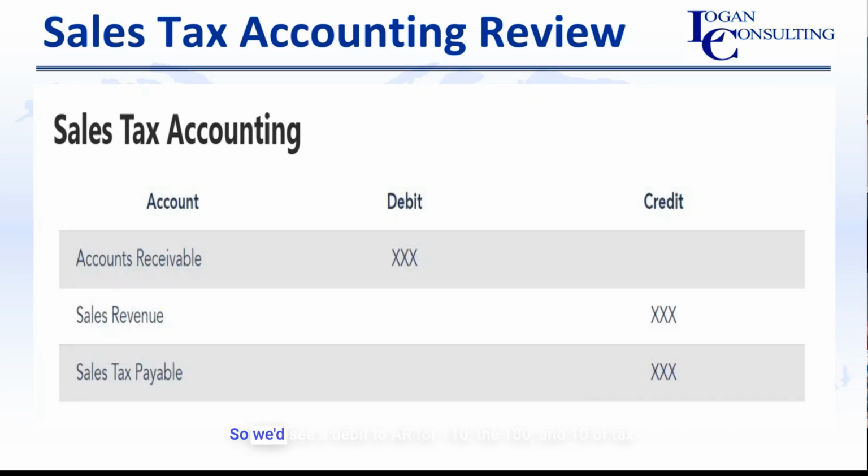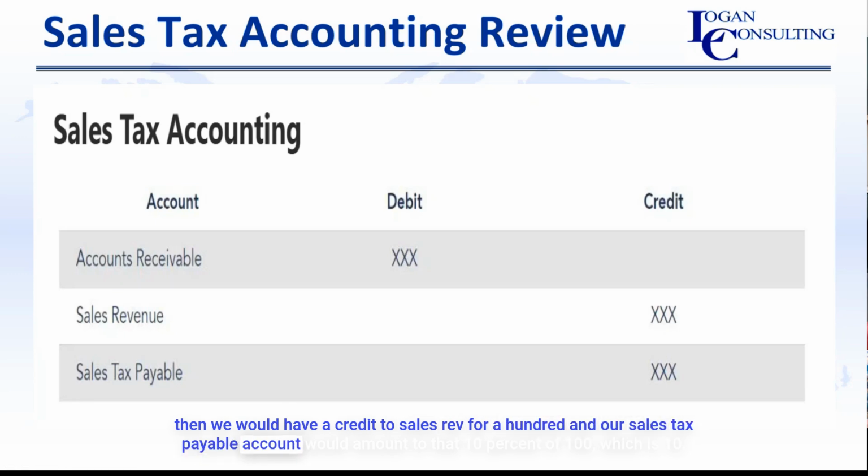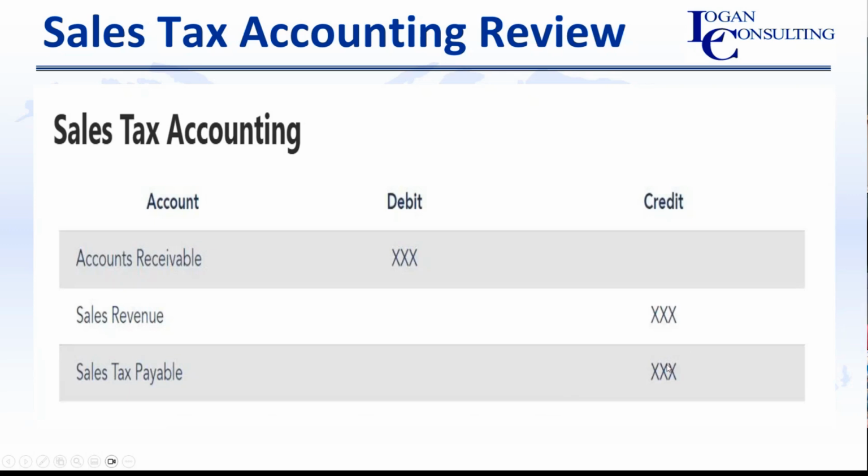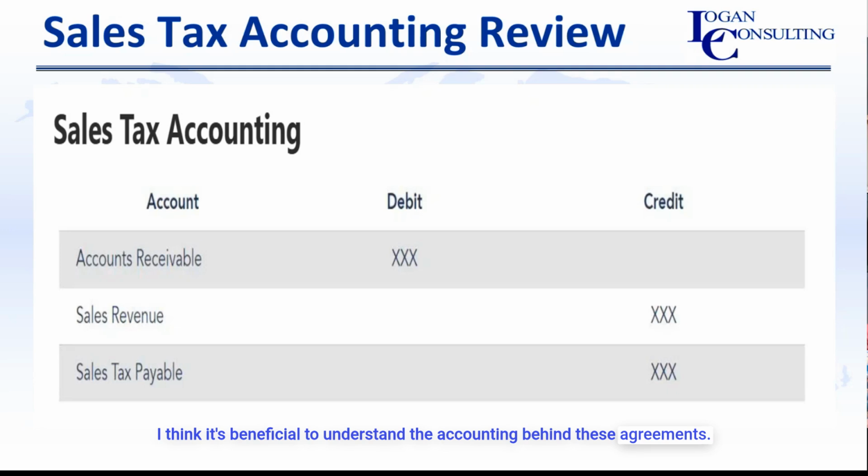So just to put numbers on here, let's say the sale was for $100 at a tax rate of 10%. So we would see a debit to AR for $110, so the $100 and $10 of tax. Then we would have a credit to sales revenue for $100, and our sales tax payable account would amount to that 10% of $100, which is $10. And then we have our debit of $110 equaling our credit of $110 and our journal entry balances. Everything looks good there. I think it's beneficial to understand the accounting behind these agreements. We'll move on with the setups and the prereqs now.